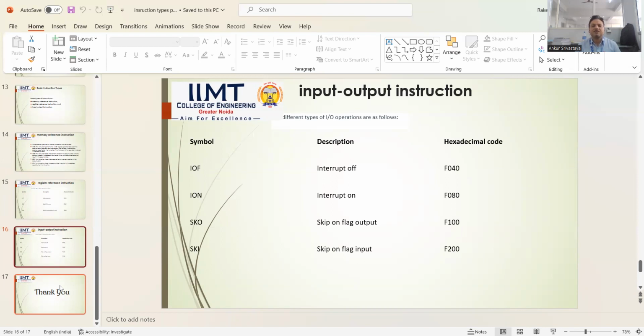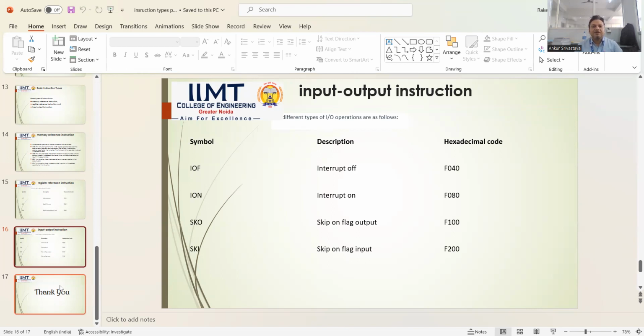Repeating once again the input-output instructions. Symbol IOF means interrupt off. Code is F040. ION, interrupt on, F080. SKO, skip on flag output. SKI, skip on flag input. F100 and F200 are the codes respectively for SKO and SKI.